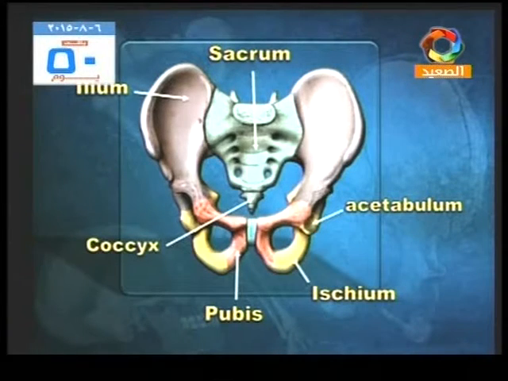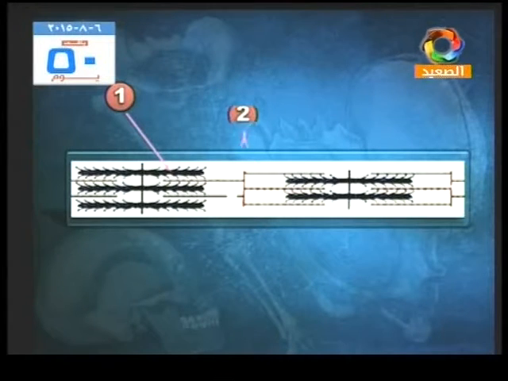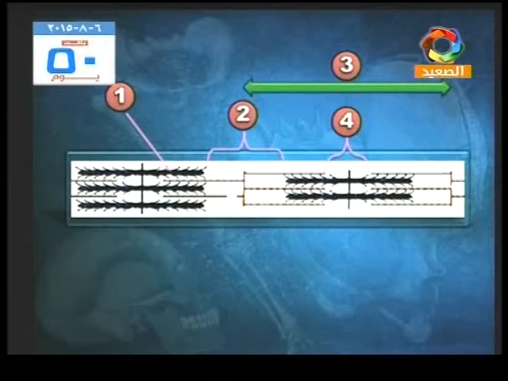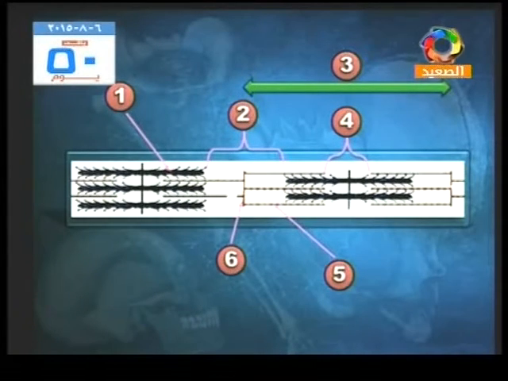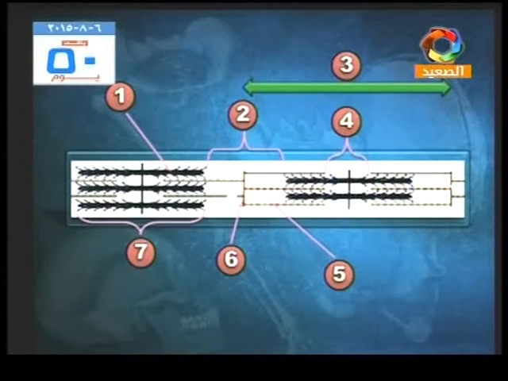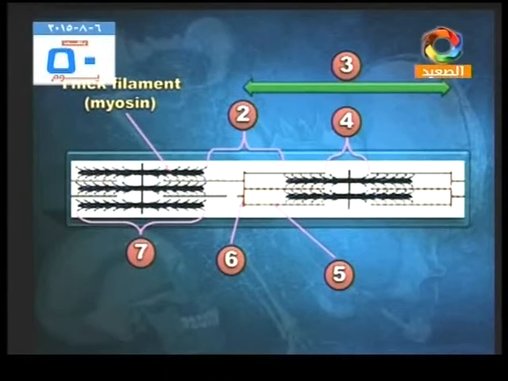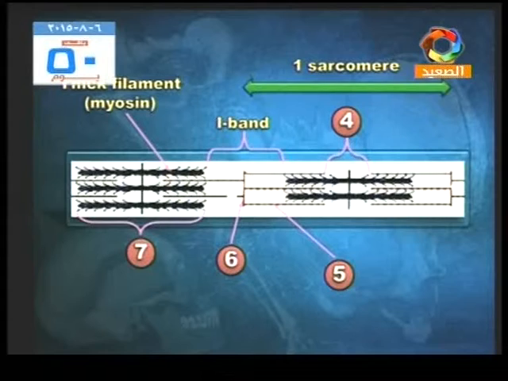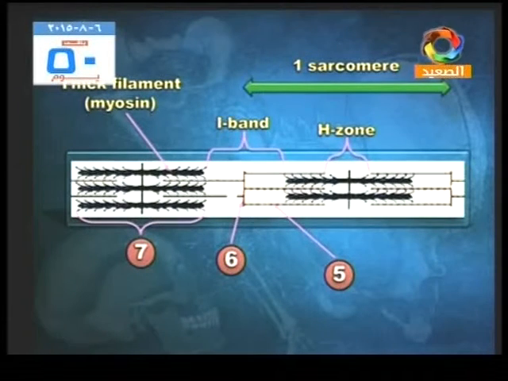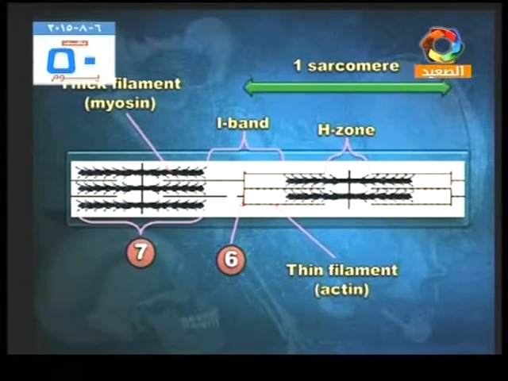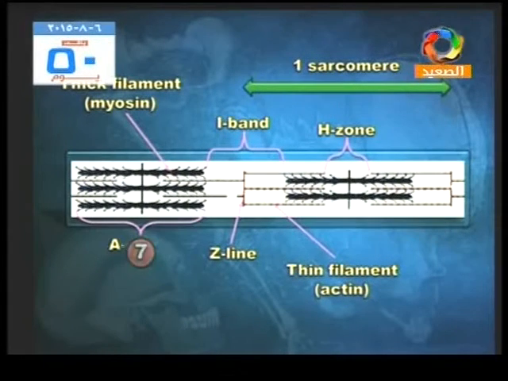Look at the third diagram and label it. It represents the sliding theory of the muscles. Number 1, thick filament, which is made of myosin. Number 2, I band. Number 3, which represents the whole sarcomere, one sarcomere. Number 4, H zone. Number 5, thin filaments, which are made of actin. Number 6, the Z line. Number 7, A band.